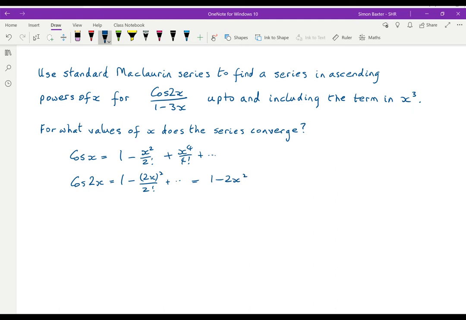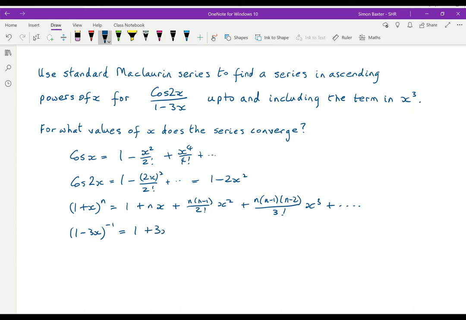And 1 minus 3x on the bottom, well, we should be familiar with the binomial expansion, which is a Maclaurin expansion: 1 plus nx plus n(n minus 1) over 2 factorial x squared plus n(n minus 1)(n minus 2) over 3 factorial x cubed, and we don't have to go any further. So if I'm looking at 1 minus 3x to the power of minus 1: 1 plus minus 1 times minus 3x, which is plus 3x, plus minus 1 times minus 2 over 2 factorial times minus 3x squared, plus minus 1 times minus 2 times minus 3 over 3 factorial times minus 3x cubed. And that's as far as we need to go.